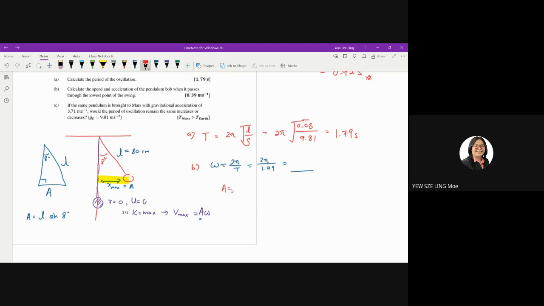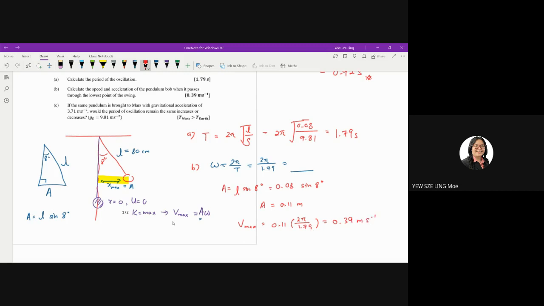So A equals L sine 8 degrees, which is then equal to 0.08 meter, 80 cm is 0.08 meter, sine 8 degrees. So A is equal to 0.11 meter. Okay, so V max is then equal to 0.11 times 2 pi over 1.79, which is then equal to 0.39 ms negative 1.